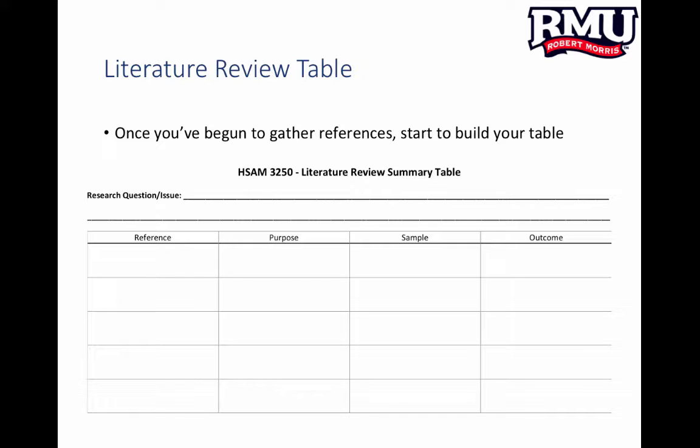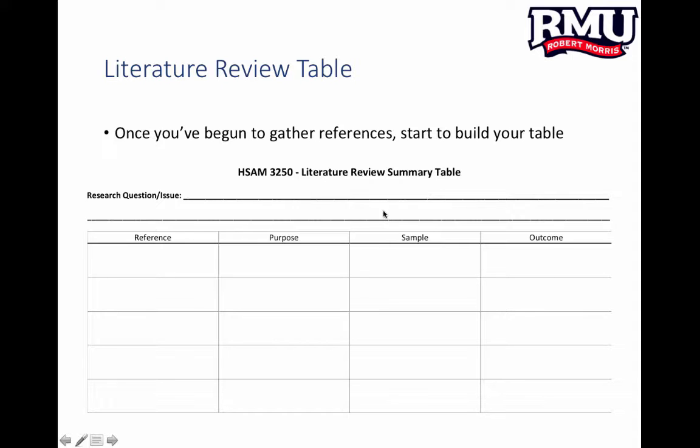If you find others online, as long as it gives us, you can see here we have the reference. You want to put it in APA format, because that's what we use here at RMU in the HSA program. And then the purpose of the study. What is the study? Give us a description of what's going on. Then what is the sample? So the sample of the study, who's involved, what's going on with the study itself, and then what was the outcome of this particular study that we're looking at?